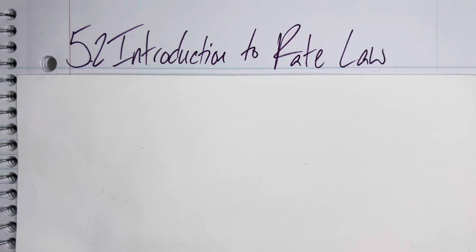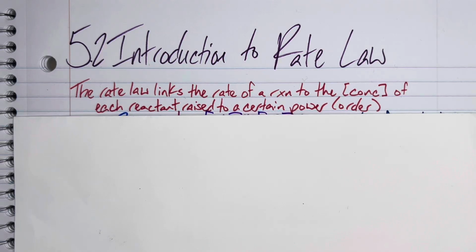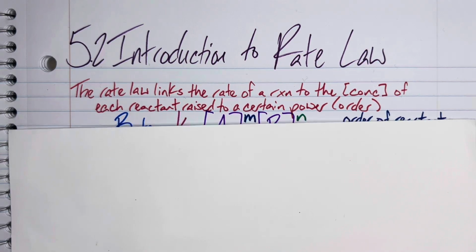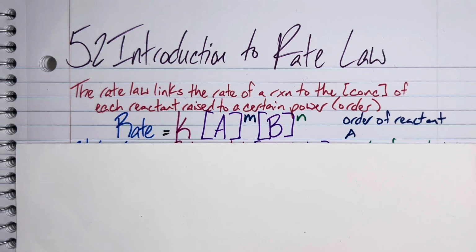AP Chemistry Unit 5.2, Introduction to Rate Law. The rate law links the rate of a reaction to the concentration of each reactant, raised to a certain power. That power is also known as the order of that reaction. So we have this equation here.